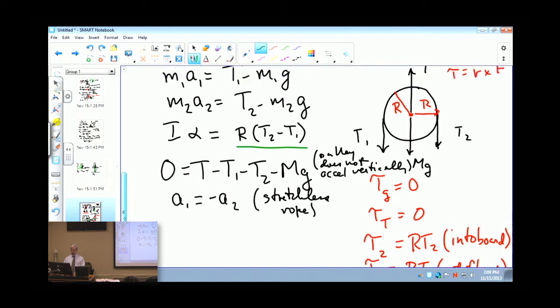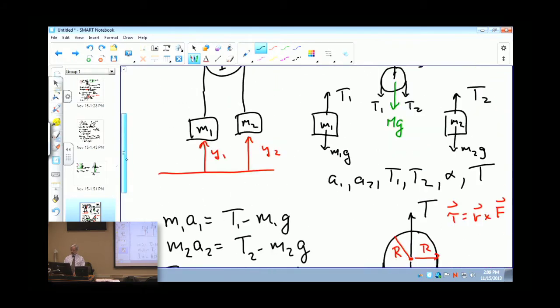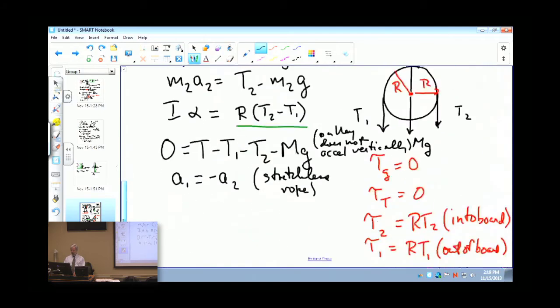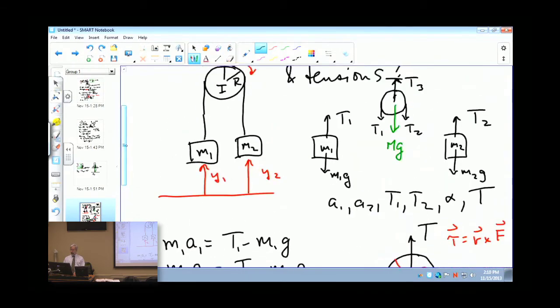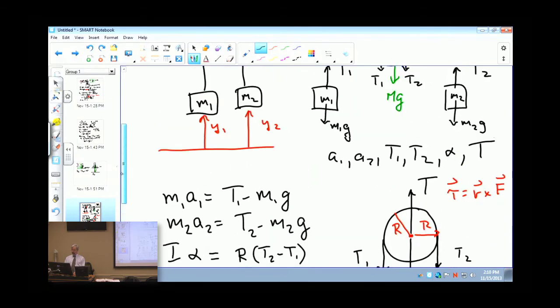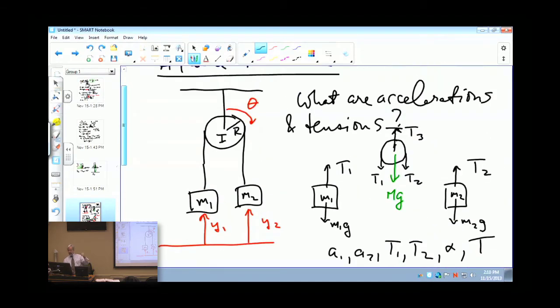And one more condition. It has to do with the pulley. We have angular acceleration and acceleration. Right. Angular acceleration of the pulley is related to the acceleration of the masses by the no-slip condition. And if we relate it to A1 and alpha, they're in the same direction, right? Mass 1 moving up is the same as the pulley turning clockwise.